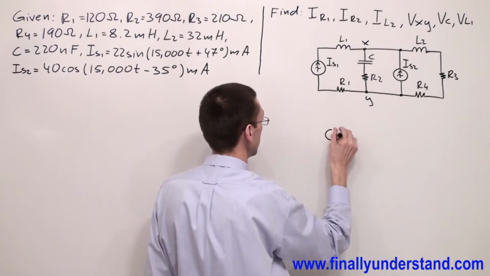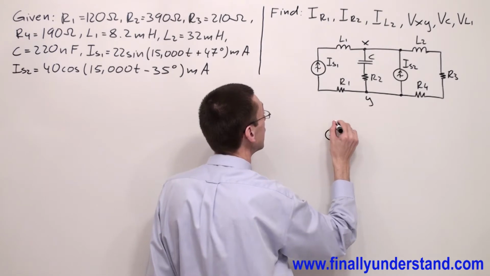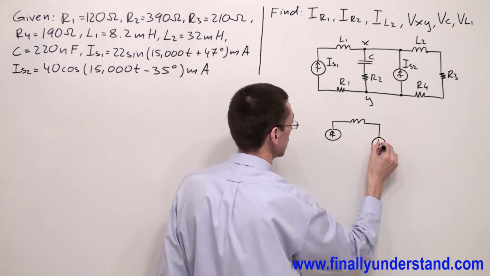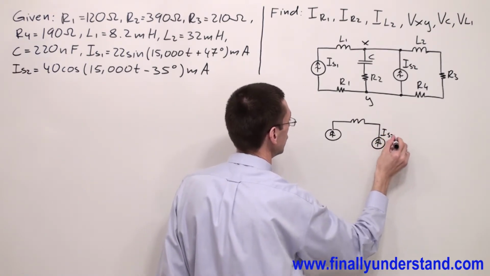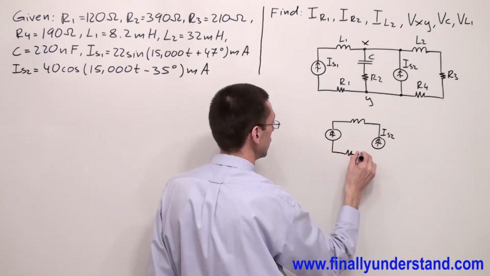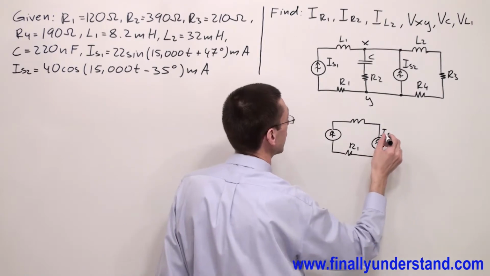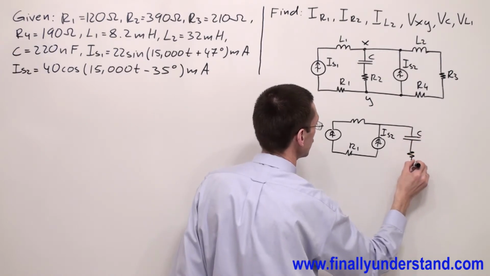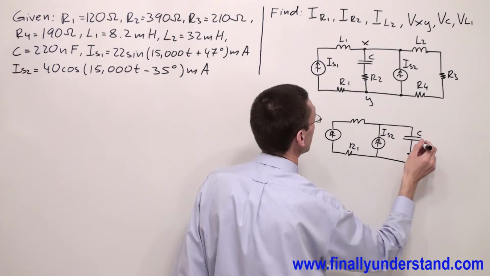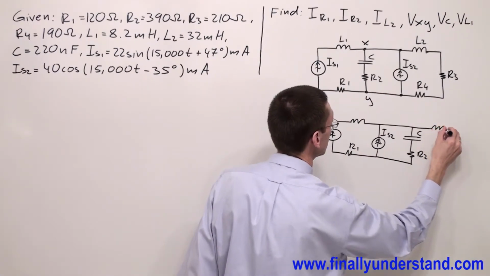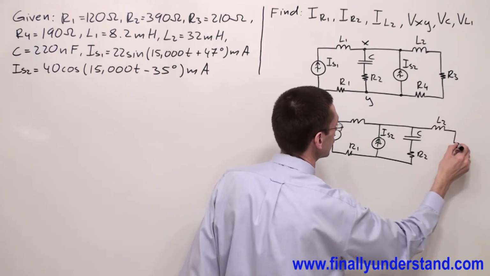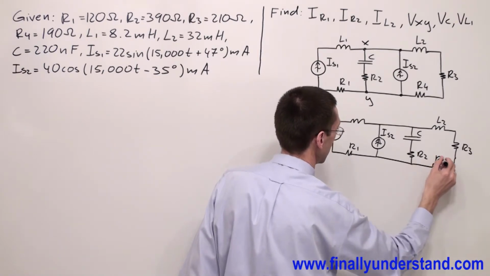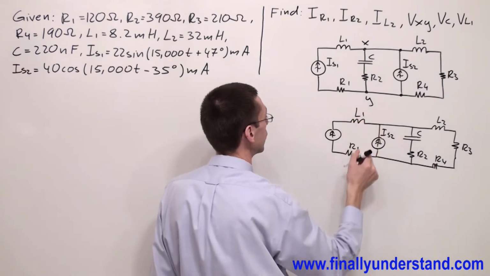So I'm going to have current source, I have inductor, I have another current source, this is going to be my IS2, and I have resistor R1, and I have capacitor C, I have resistor R2, and I have inductor L2, I have resistor R3 and resistor R4. Of course, this is inductor L1.